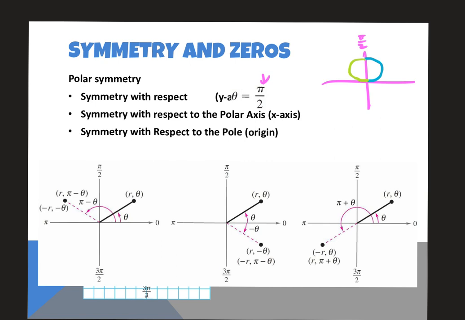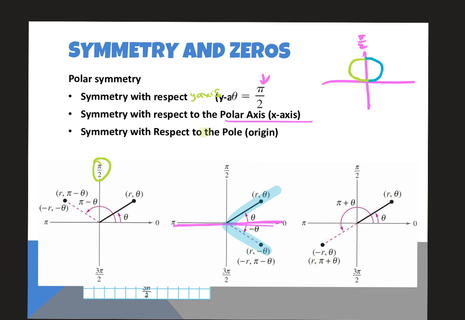So anything that's symmetric to your pi over 2 line, which is the same thing as your y-axis, you literally can take your points and flip them over your y-axis or your pi over 2 line. Anything that's symmetric to the polar axis, which is your x-axis, you would flip over the x-axis. So if anything's happening in the top, I could flip it over the bottom, which will happen if a circle is on my polar axis.